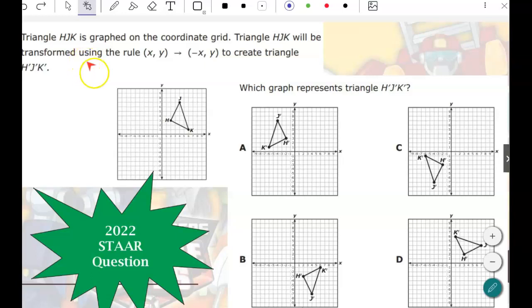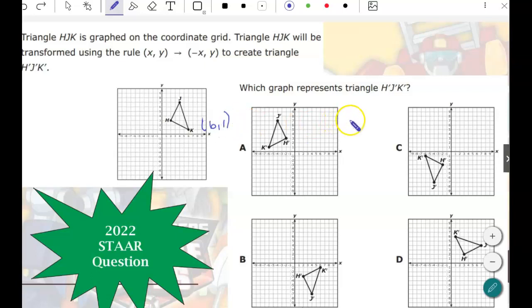All right, so the 2022 STAR test, this I believe was question number 1. It says triangle HJK is graphed on the coordinate plane. So this is the original. Triangle HJK will be transformed using this rule. So it says x becomes the opposite of x, the y stays the same, to create the new triangle. So what you want to do here is look at what the coordinates are. You can use any of the points. You might want to use K just because it's right there, and that would be 6, 1.